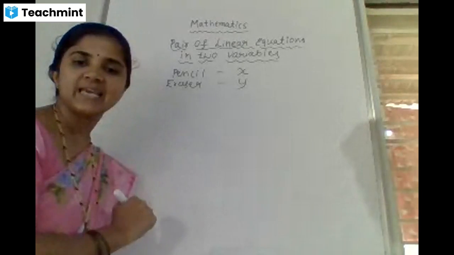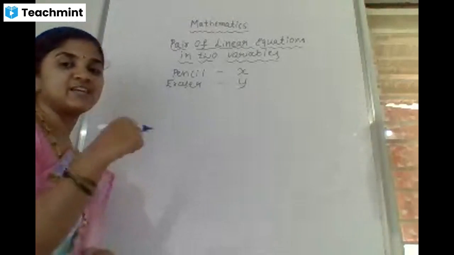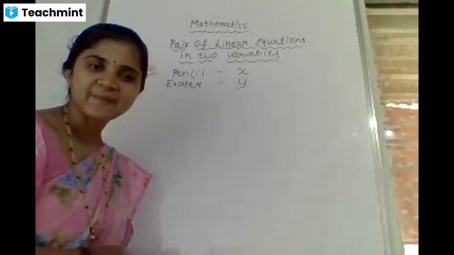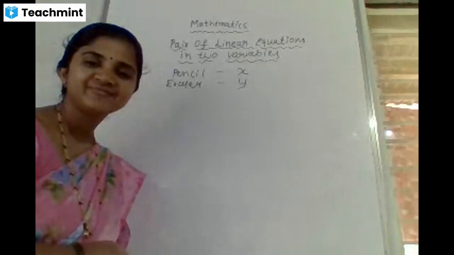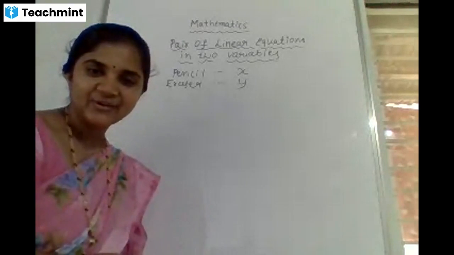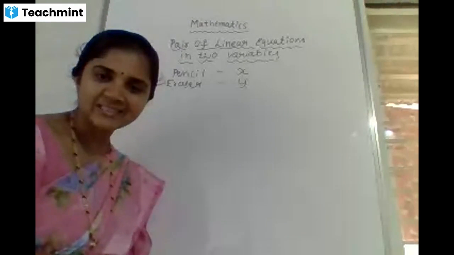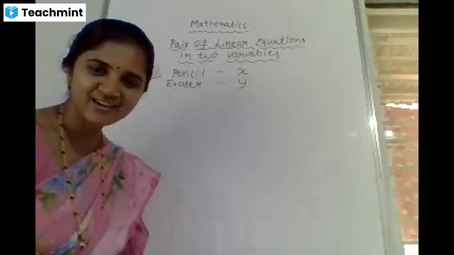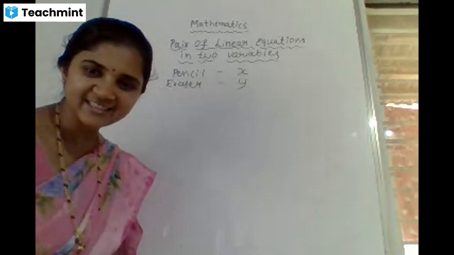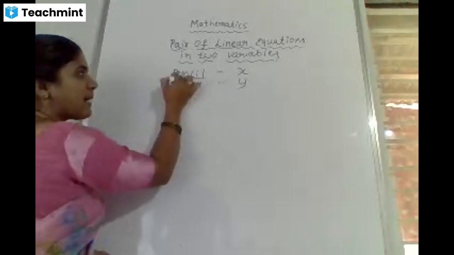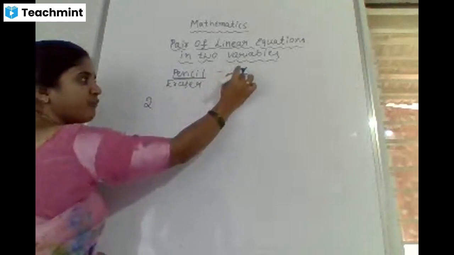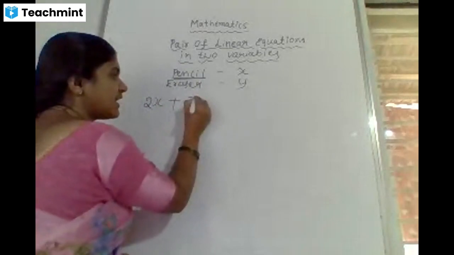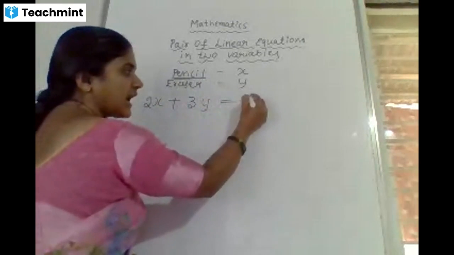First, let us take Romila's example. Romila purchased 2 pencils. What about the erasers? Number of erasers is 3. So, Romila purchased 2 pencils, in the sense number of pencils we take as X, that is 2X, plus 3 erasers, so total 9 rupees.